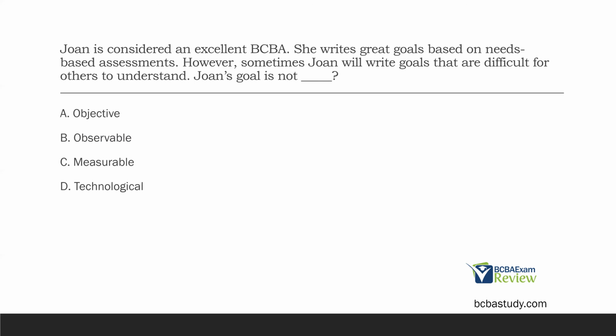If the parent doesn't understand the goal, that presents a lot of issues. Joan needs to write it in a way where it's understandable for other people. So Joan's goal is lacking what? Is Joan's goal lacking objectivity? It doesn't appear that way.